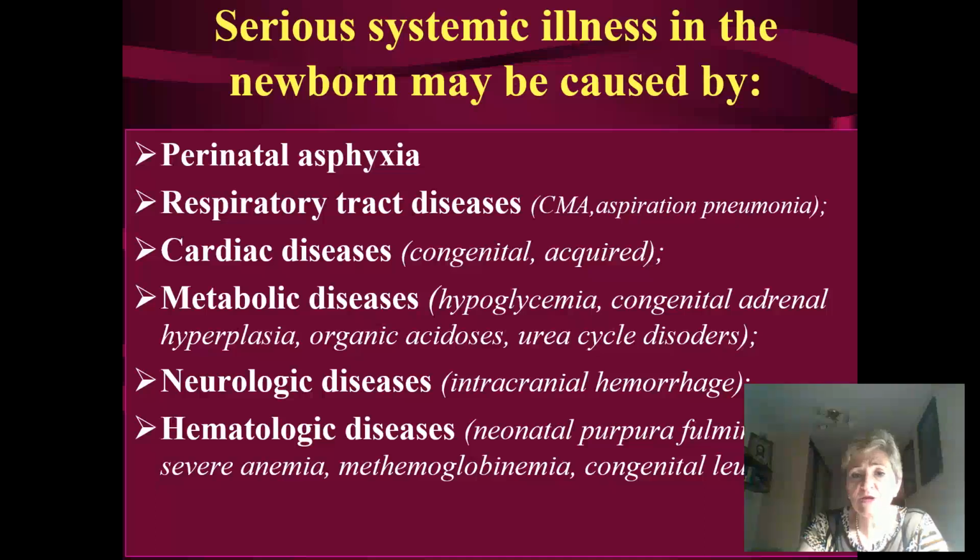Cardiac disease, congenital or acquired. Metabolic disease includes hypoglycemia, congenital adrenal hyperplasia, organic acidosis, urea cycle disorder. Neurologic disease includes intracranial hemorrhage and other diseases of the nervous system. Hematologic disease includes neonatal purpura fulminans, severe anemia, methemoglobinemia, congenital leukemia.